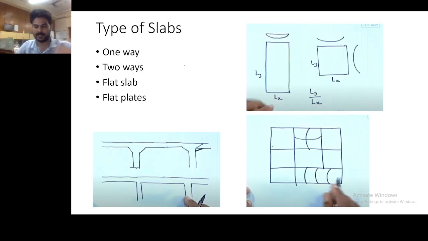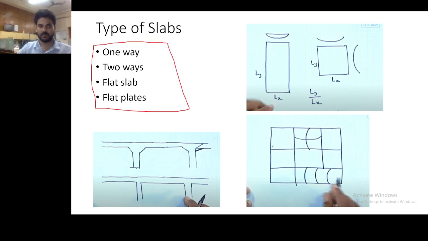Okay, so right, let's come directly to the types of slab, and we will see the design of slab from now. So what are the different types of slabs? Anyone? Like here it is straightforwardly given, but what is a one-way slab, what is a two-way slab, what is a flat slab, and what are flat plates? Anybody want to answer, or at least try?